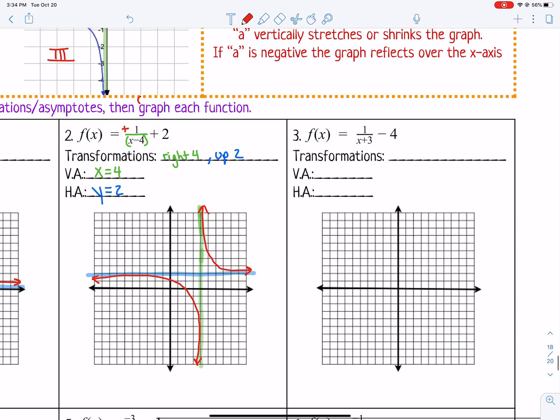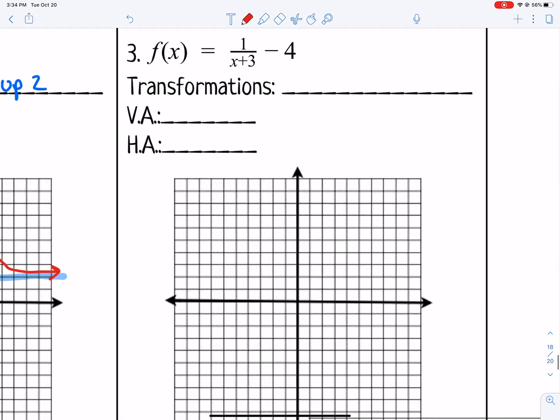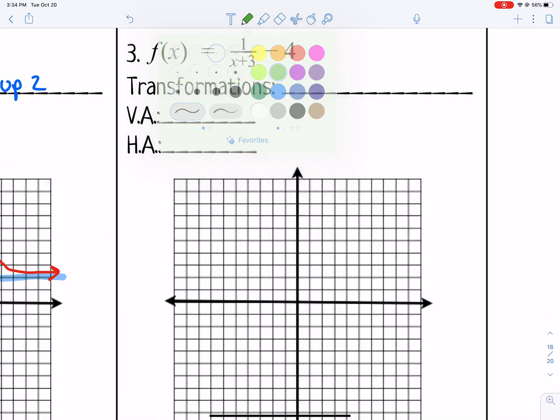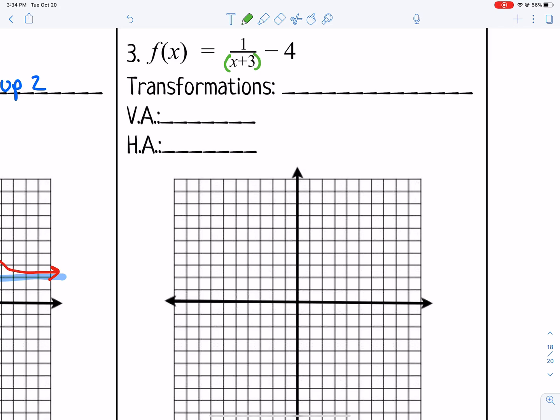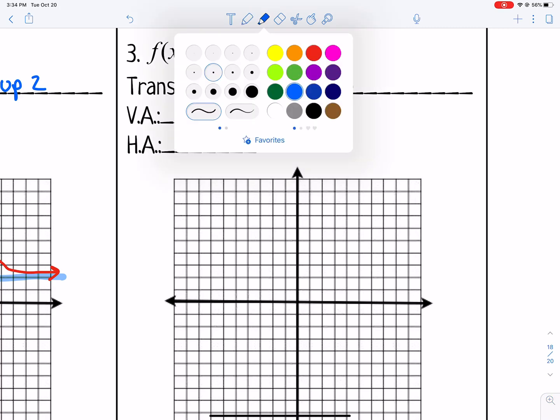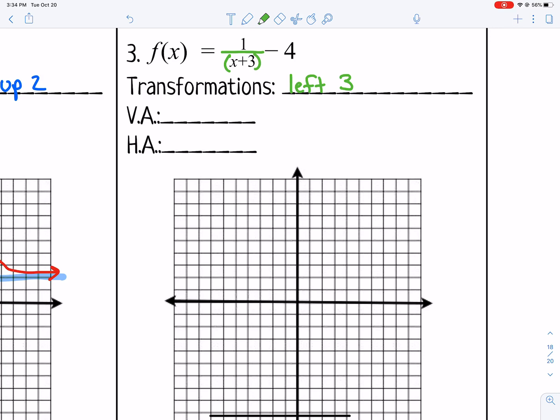All right, moving right along to number 3. So I see we have x plus 3 in the grouping symbol. It's underneath that fraction bar, so that's why it's under the grouping symbol. So plus 3 means it's going to go left 3. So that means my vertical asymptote will be x, not y. X equals, and left 3 means it's at negative 3.